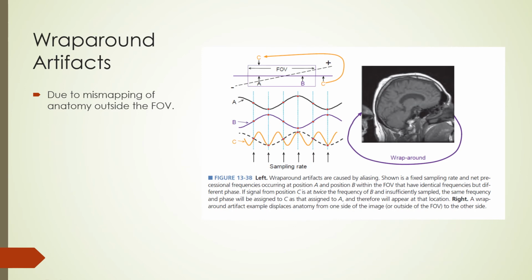A wraparound artifact is a result of mismapping of anatomy that lies outside of the field of view. The mismapped anatomy is usually displaced to the opposite side of the image as shown in this slide. It is caused by undersampling of the frequencies in the signal. If it occurs in the frequency encode gradient direction, it can be corrected by applying a low-pass filter. If it occurs in the phase encode gradient direction, it can be corrected by increasing the number of phase encode gradient steps, essentially increasing the field of view.